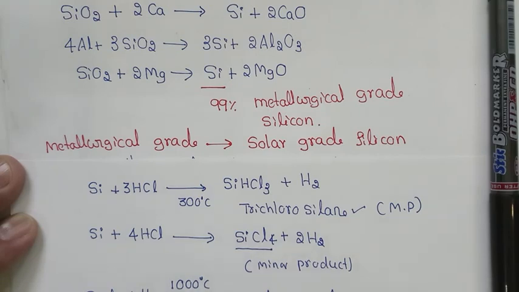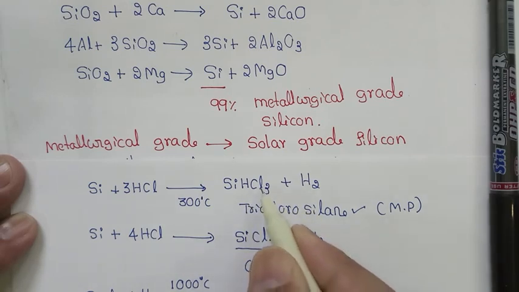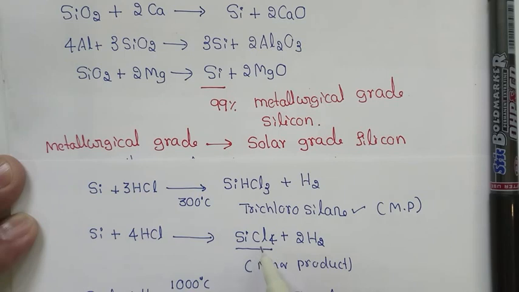Now the purified trichlorosilane, this is the trichlorosilane. Here we have trichlorosilane, this is the major product. Now this minor product is once again converted into trichlorosilane using hydrogen.